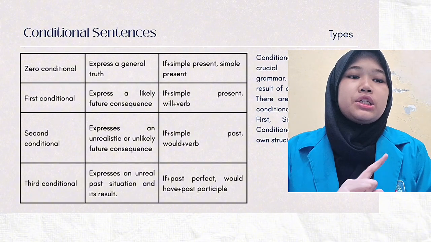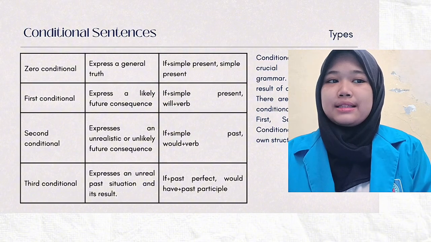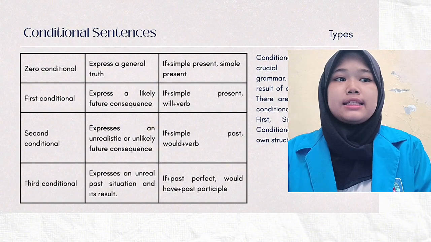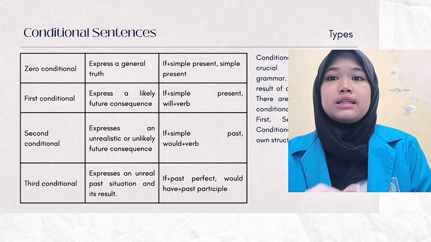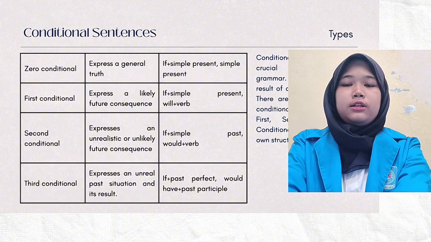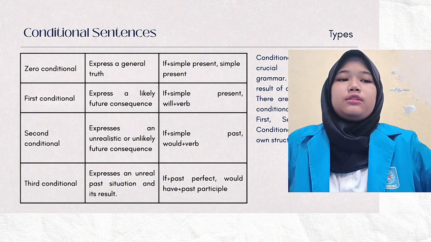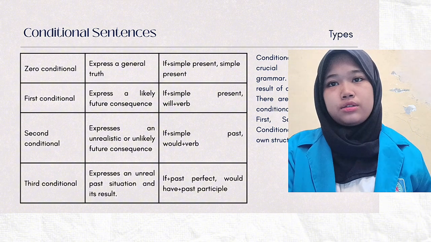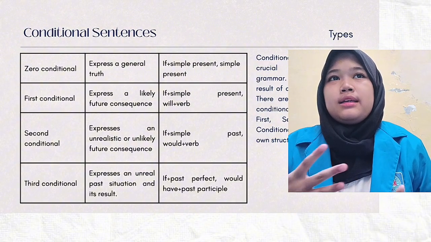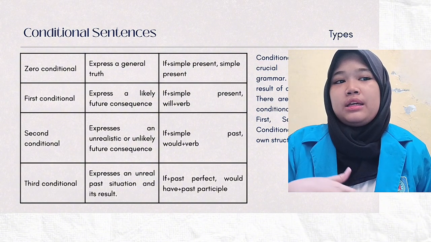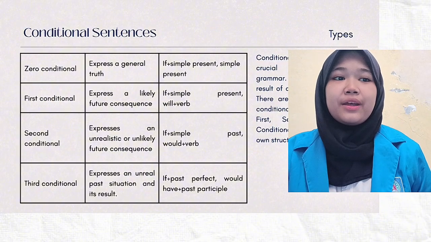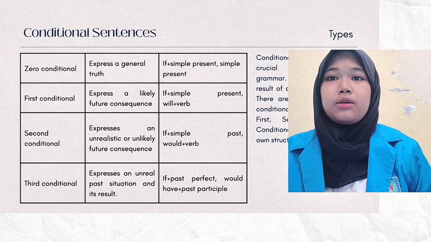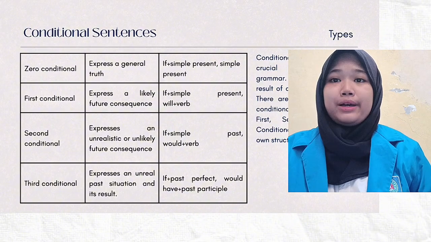Sorry, the first conditional formula is if plus simple present, will plus verb, and the second conditional formula is if plus simple past, would plus verb. Okay, so next is the third conditional. The third conditional expresses an unreal past situation and its result. So it's like we express that something happened in the past and we regret it now. And the formula is if plus past perfect, would have plus past participle.